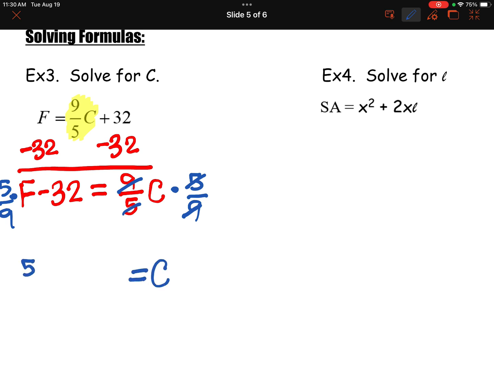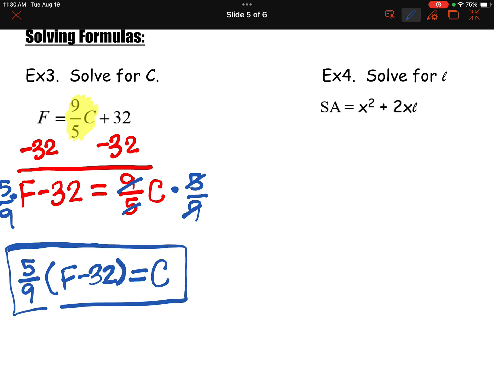And then I'm going to go ahead and leave the 5/9 on the outside and just do f minus 32, because this is a formula I'm going to want to actually use. And I think it would be easier to do the subtraction and then worry about the 5/9.